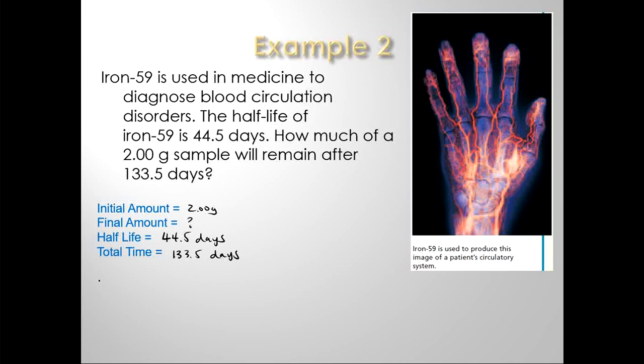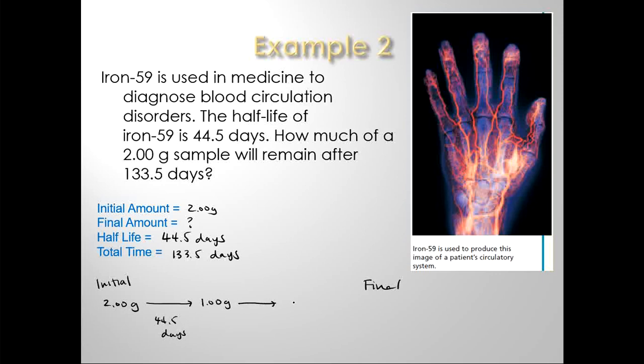So we're going to use the number line again. So again, initial starts over on the left. Final starts over on the right. We have 2 grams that we're starting with. And when it goes through 1 half-life and it decays to 1 gram, half of 2 is 1, this took a total of 44.5 days. And we want to go until it says 133.5 days.